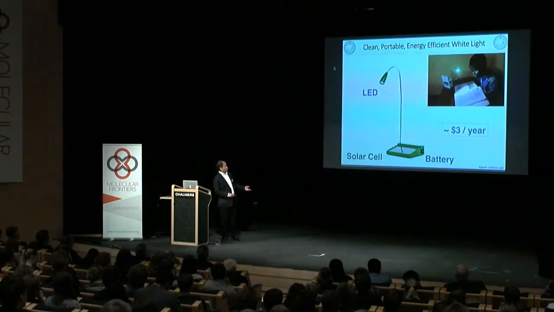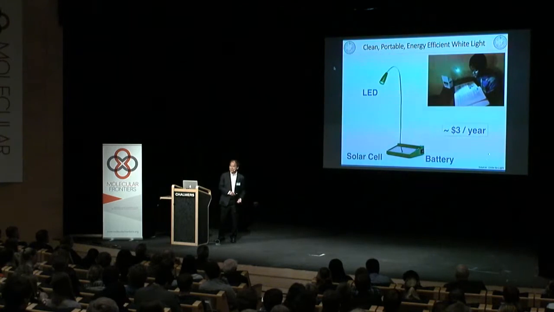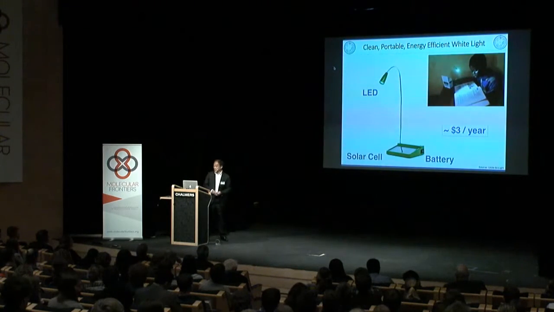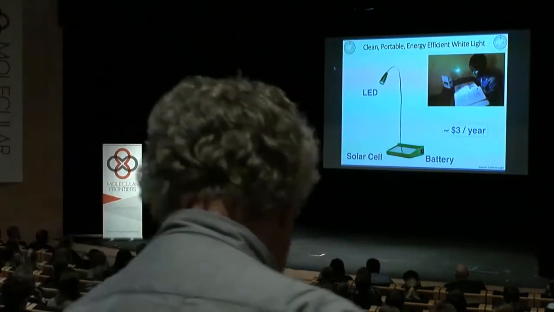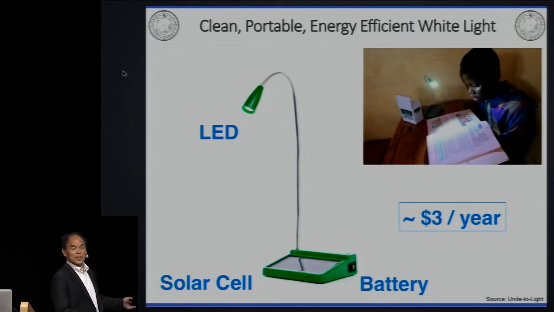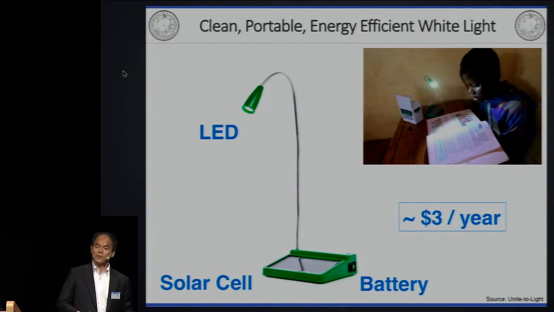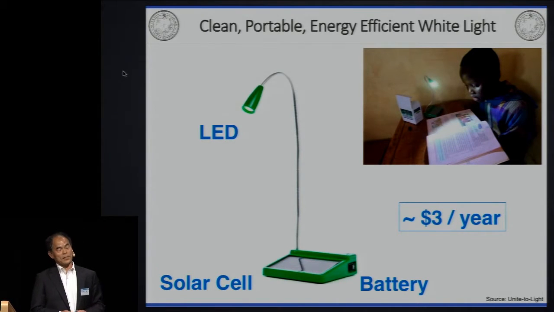I told you the LED lifetime is 50 years. The solar cell is also very long. The battery is pretty short, because chemistry is, you know, I don't know how to improve it. But it's very cheap, $3. So all of the third world countries use this clean technology. But the problem is that the industrial countries use all the traditional technology.